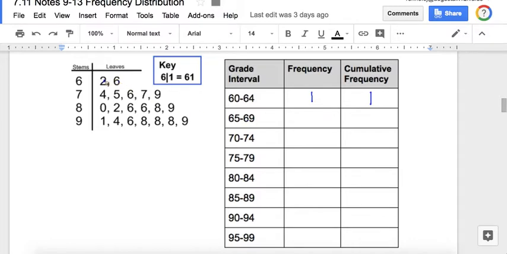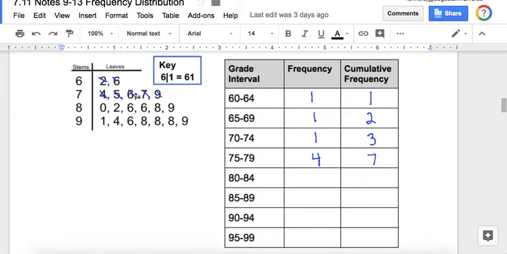65 to 69. I have 1 here. So the cumulative frequency is now 2 because I have 1 and 1 makes 2. Now 70 to 74, I have a frequency of 1. So the cumulative frequency up to this point, 1, 1, and 1 is 3. So 75 to 79, 1, 2, 3, 4. And the cumulative frequency up to that point was 3. Now 4 more makes it 7.